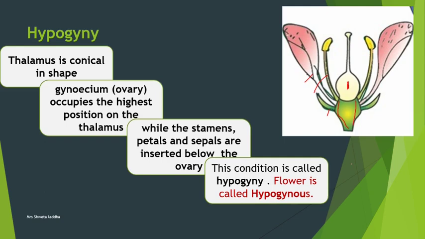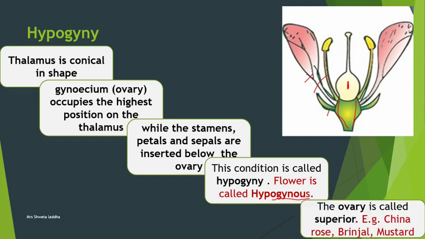Such a flower is called a hypogynous flower. Now, as the ovary is at the top, as the gynoecium is at the top, we call such an ovary a superior ovary. Superior because it is at the top. Examples you can see in China rose, in brinjal, in mustard. Students, MCQs can be asked on the positioning, and one line questions can be asked on the examples. So try to understand and remember all these points.